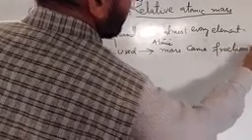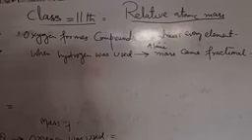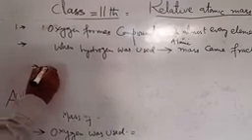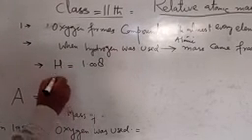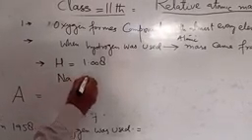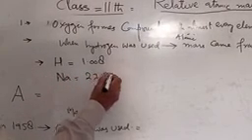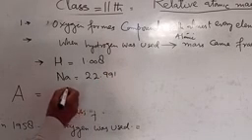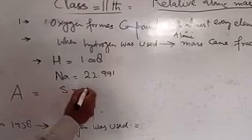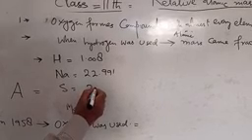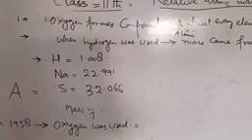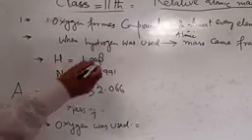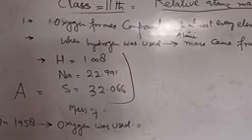So by using oxygen as standard, the mass of hydrogen is equal to 1.008, that of sodium is equal to 22.991, and that of sulfur is 32.066. This was the mass when we compared with oxygen.